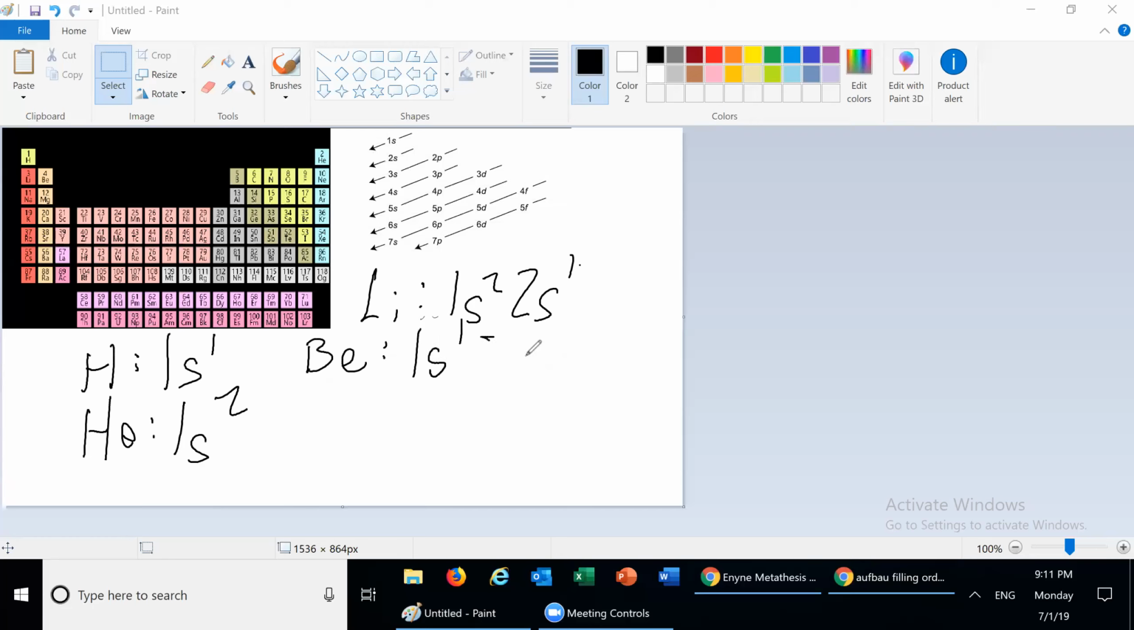Yep. The first one is also 2. Okay, so what I want you to notice is that so far we've been hanging out in this region of the periodic table, right? And in that region, we're filling the s orbitals, right? So we call that area of the periodic table the s block.